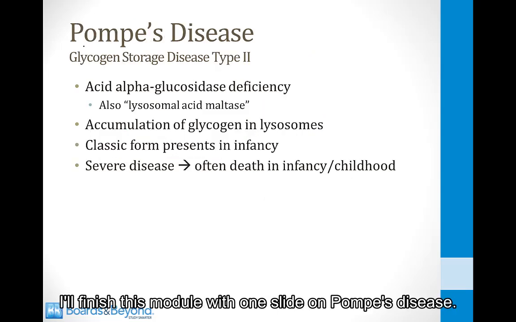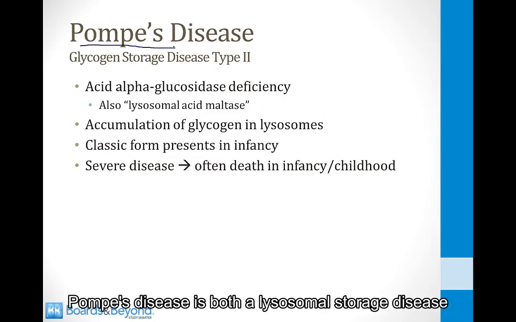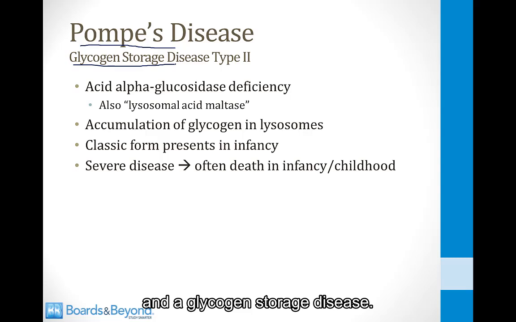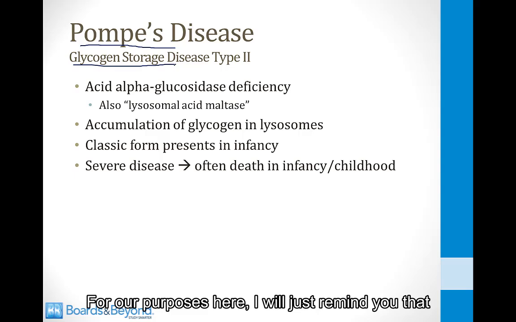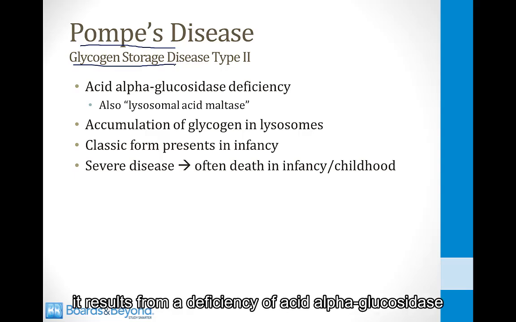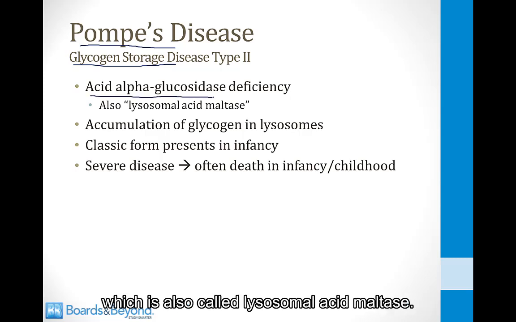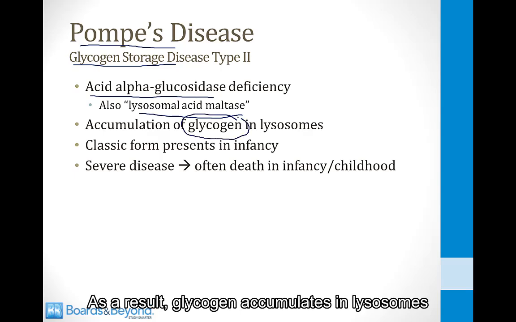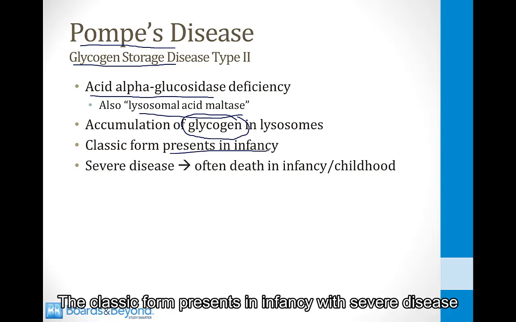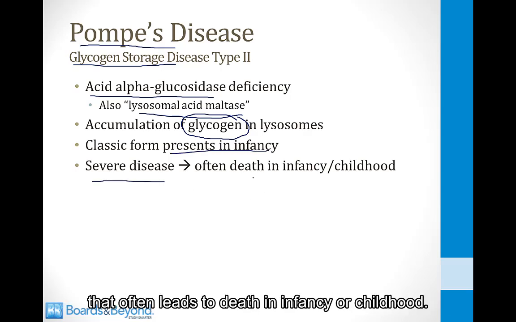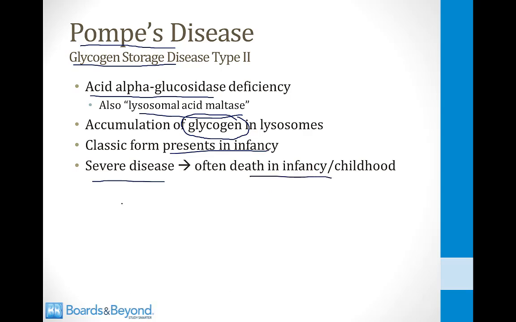I'll finish this module with one slide on Pompe's disease. Pompe's disease is both a lysosomal storage disease and a glycogen storage disease. I talk about this in more detail in the module on glycogen. For our purposes here, I will just remind you that it results from a deficiency of acid alpha-glucosidase, which is also called lysosomal acid maltase. As a result, glycogen accumulates in lysosomes. That's why it's called a glycogen storage disease. The classic form presents in infancy with severe disease that often leads to death in infancy or childhood. And that concludes our module on the lysosomal storage diseases.